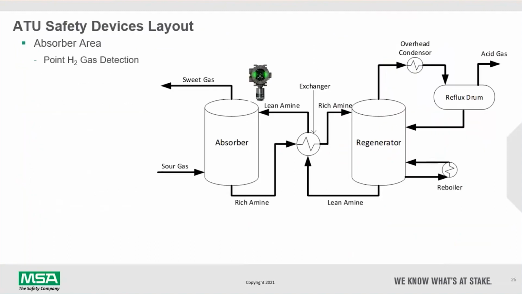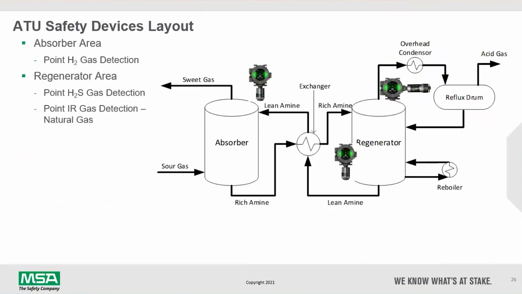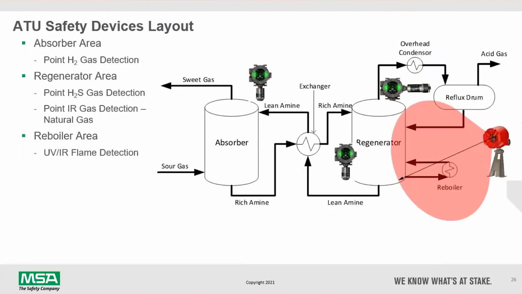And so here's our ATU. And as John mentioned, our layers of protection included point hydrogen detection above our absorber drum. And you can see we've just shown that graphically there. In the regenerator, we have two types of gas detectors, a point H2S detector near the regenerator and the exchanger, as well as a point infrared detector for natural gas detection above our regenerator drum itself. In the reboiler area, we had decided to implement a UV-IR flame detector to monitor that combustion and fuel train around the reboiler.